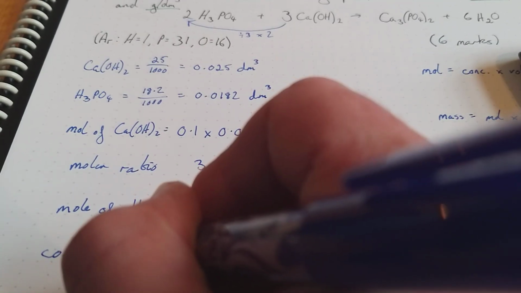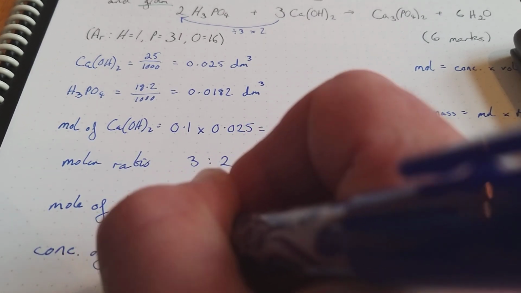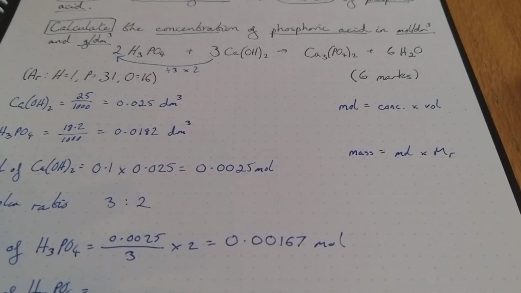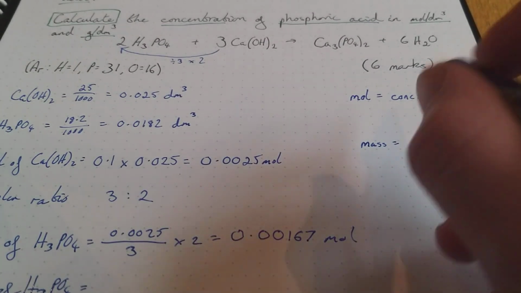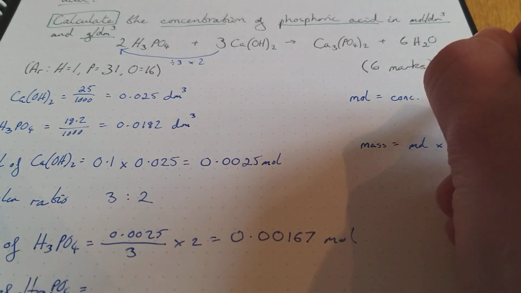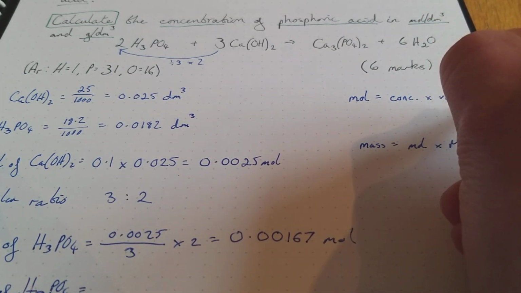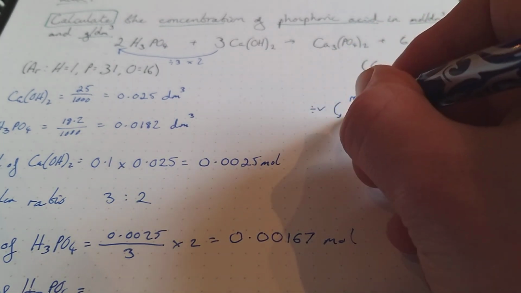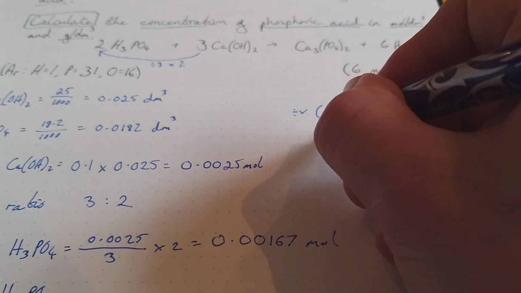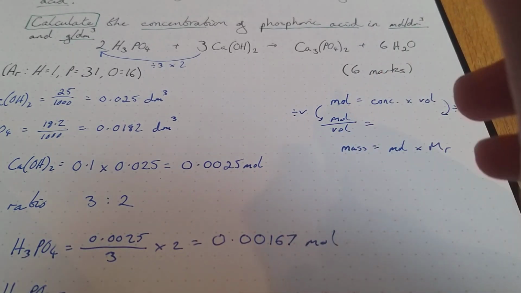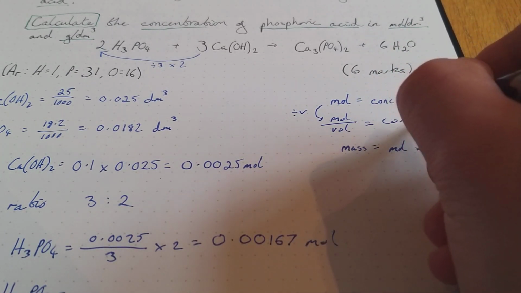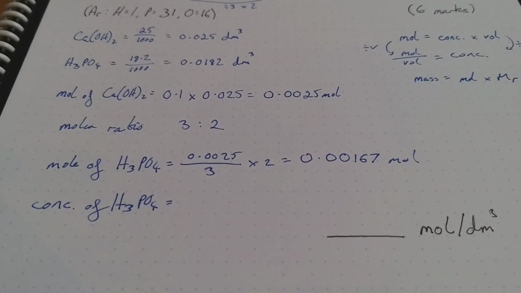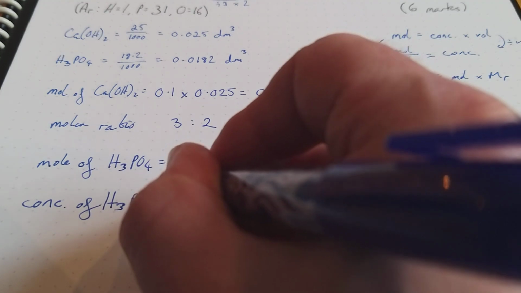And so if we go back to our equation that we wrote at the start, we can see, let's move this across slightly, in order to get the concentration by itself, we need to divide both sides by volume. So the number of moles divided by the volume will give us the concentration. And we just need to make sure we're using the correct volume here.